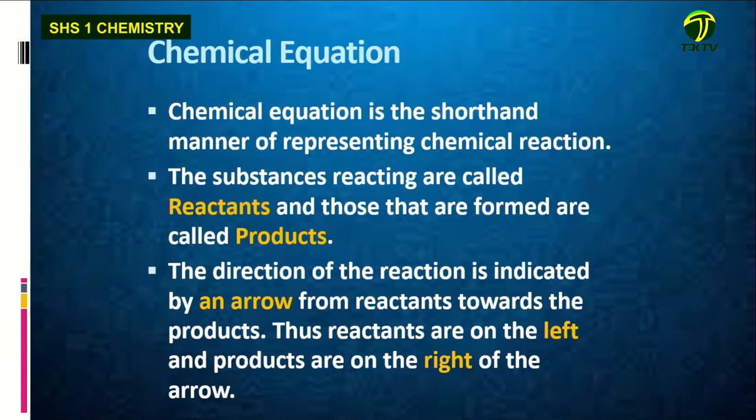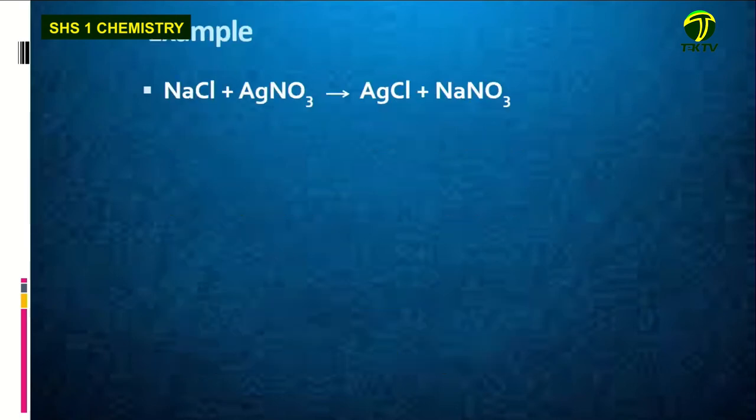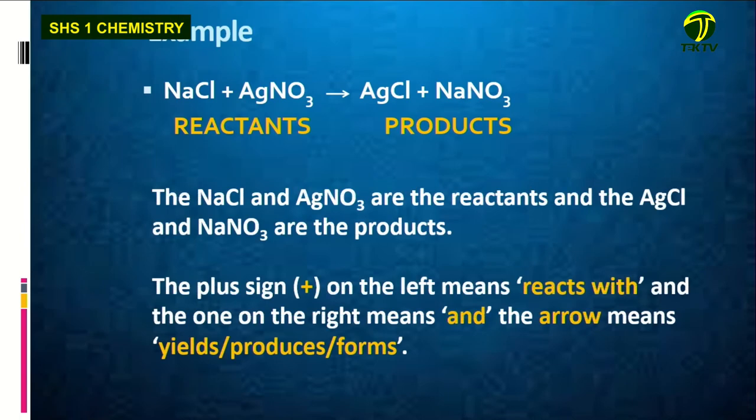And therefore, the reactants will always be on the left-hand side of the arrow, and the products will be on the right-hand side of the arrow. So let's take an example: sodium chloride reacting with silver nitrate to form silver chloride and sodium nitrate. We see that sodium chloride and silver nitrate are on the left-hand side of the arrow, so they form the reactants. And silver chloride and sodium nitrate are on the right-hand side of the arrow, so they form the products. The sodium chloride and silver nitrate are the reactants, as I said.